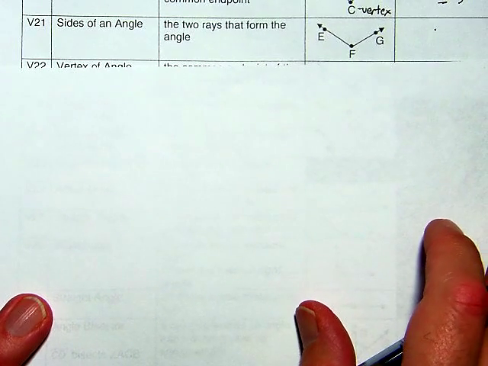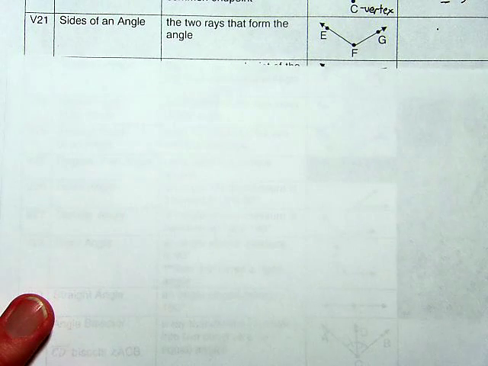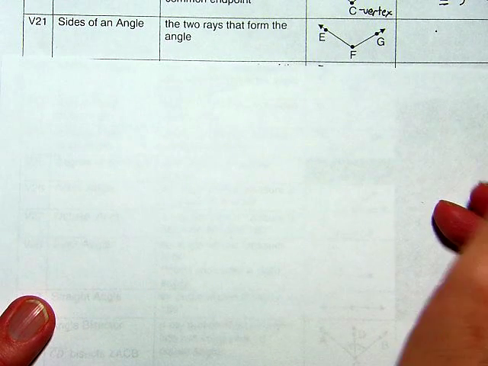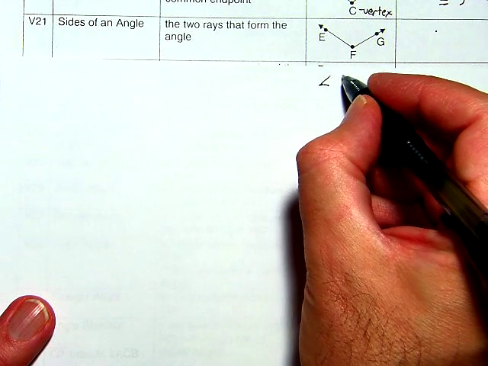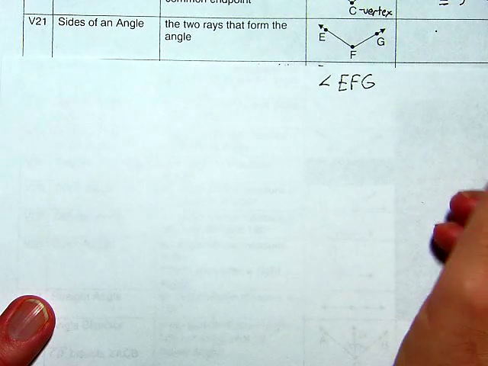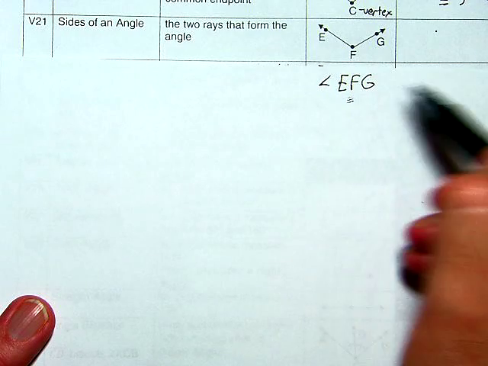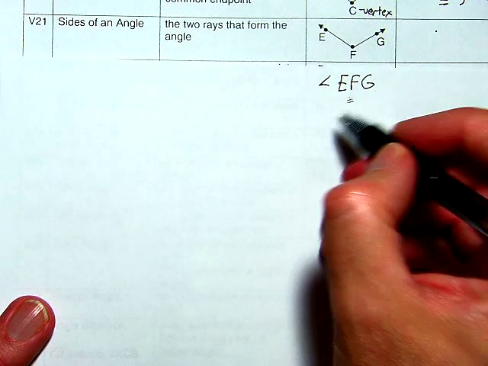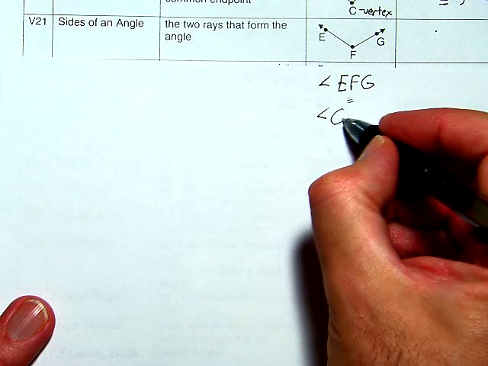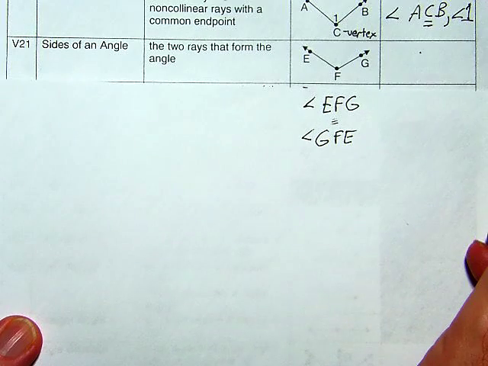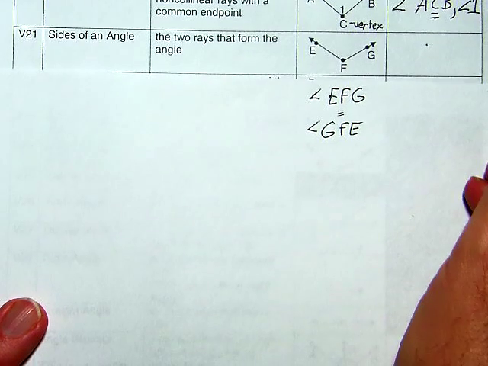This is a different angle. What would we call this angle if we were naming it? You might want to freeze the video and try to name it yourself. Okay, so the angle here could be called angle EFG because F, the middle point here, is the vertex of this angle, and E and G are points on the rays. Or you could name it GFE. Either name is fine. So what are the two rays, though, that form this angle? What are the sides of this angle?